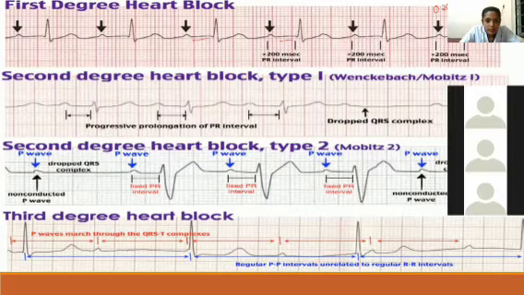In second degree heart block type 1, that is Wenckebach or Mobitz 1, what will be there? Progressive prolongation of the PR interval, and one P wave will be dropped.